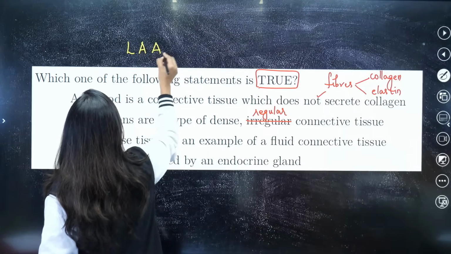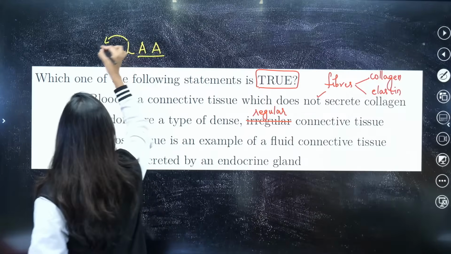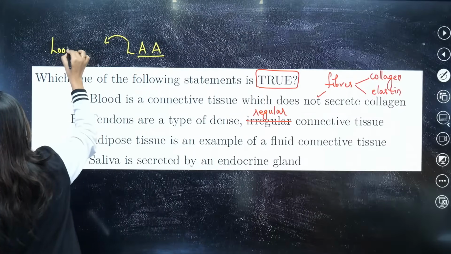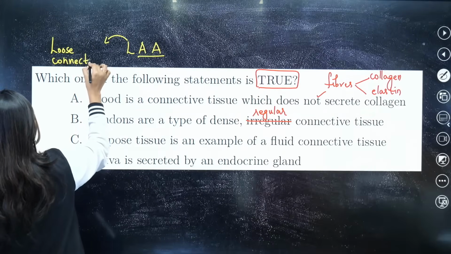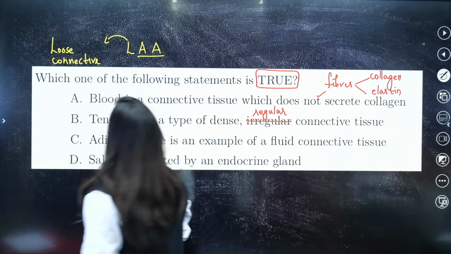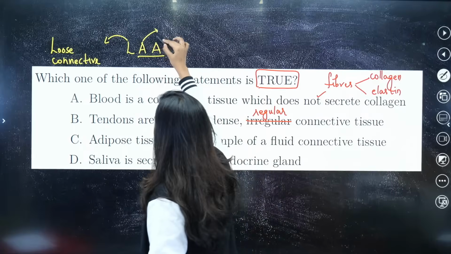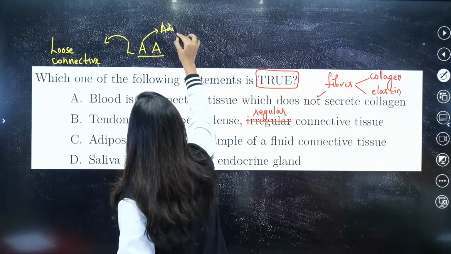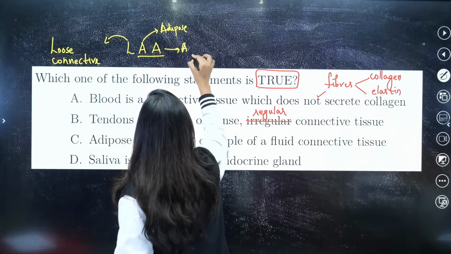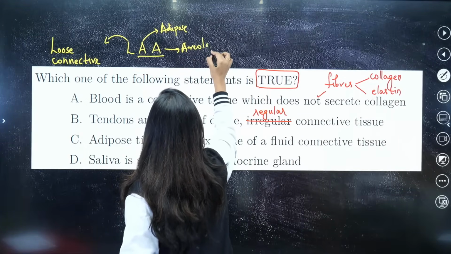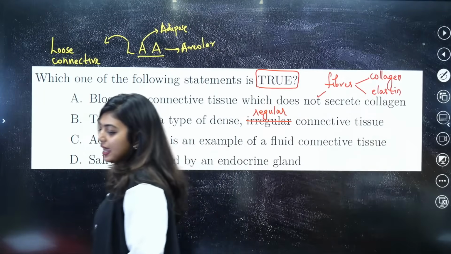Okay, this is the example for your loose connective tissue. Loose connective. Okay, so this is how you'll remember. This is adipose and this is areolar. Got it? Yes, easy.